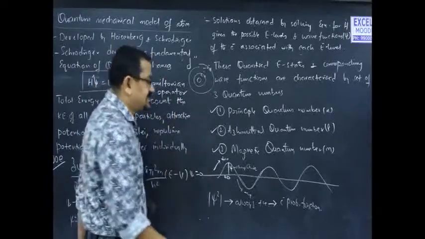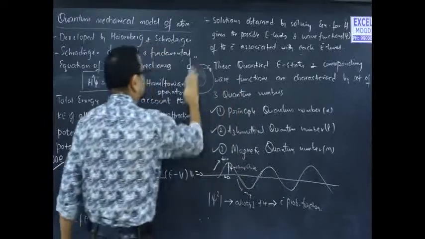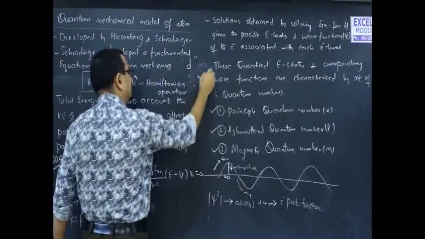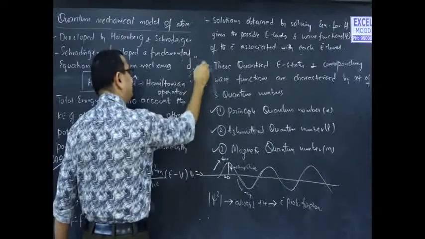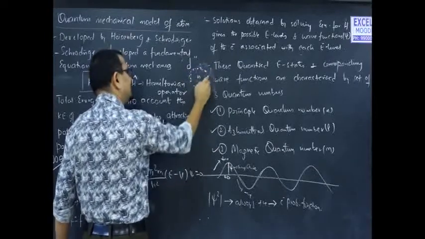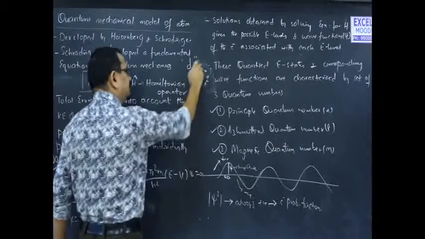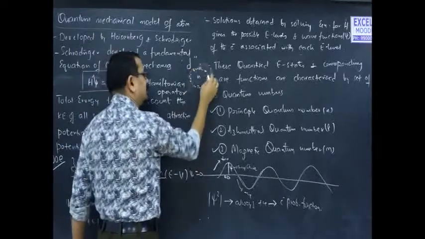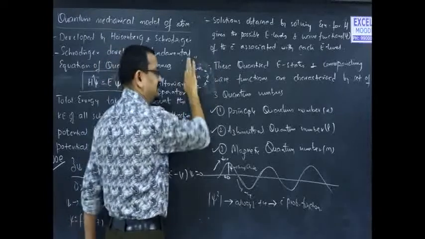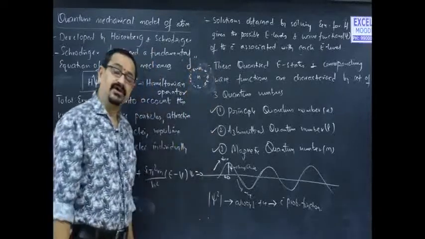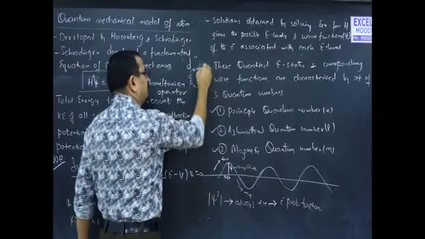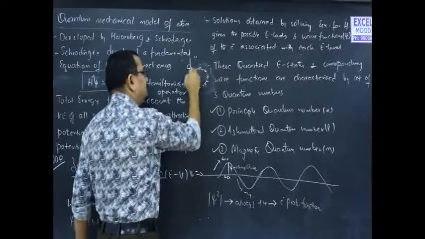By plotting psi square around the nucleus, suppose this is the nucleus, psi square is plotted for a given electron at different times. So, they got the electron picture around the nucleus not in a circular path but in a spherical manner, like this, in the form of a sphere. That region where the electron probability is maximum is said to be its orbital.